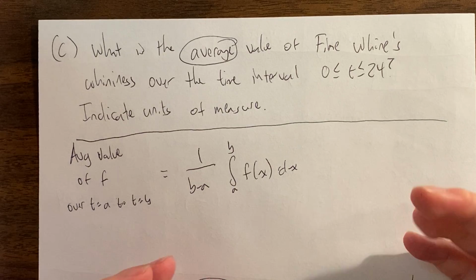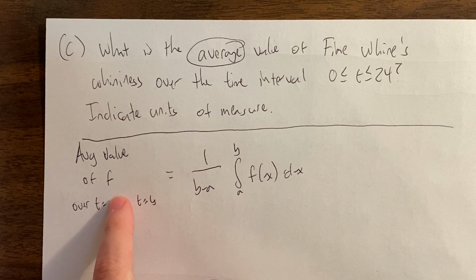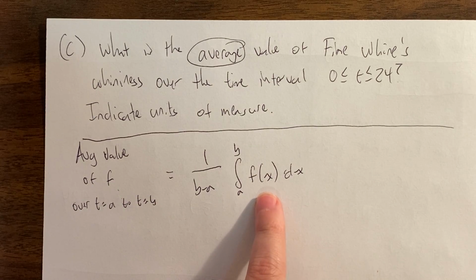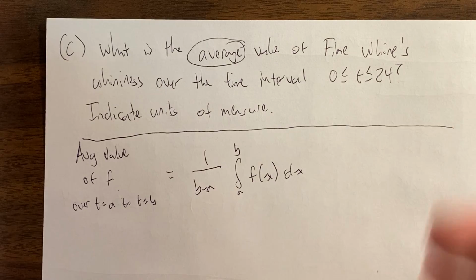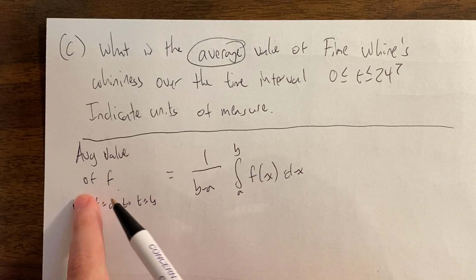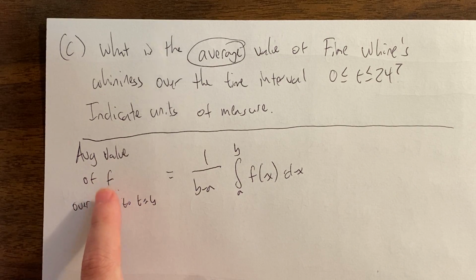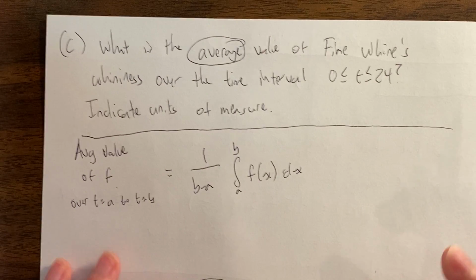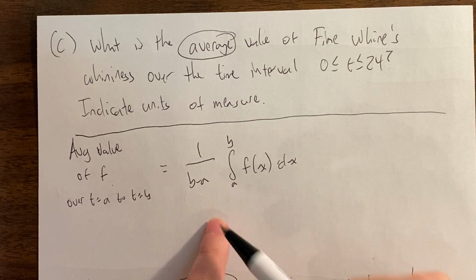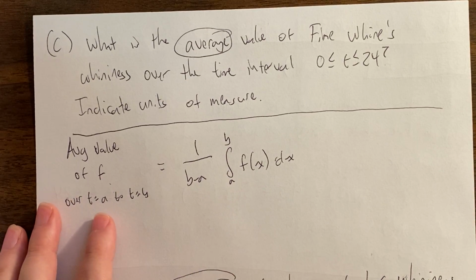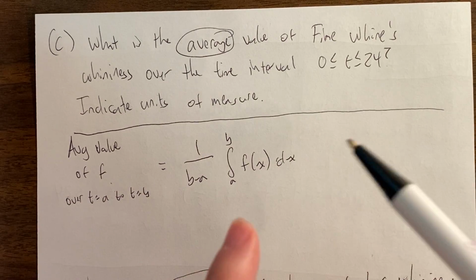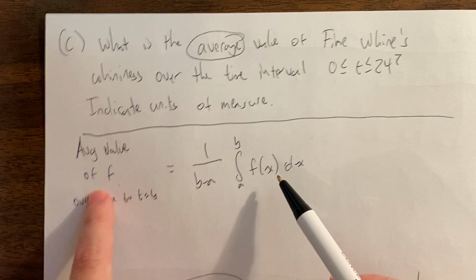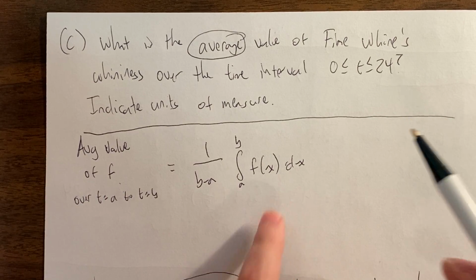So just keep in mind that for this method, average value of f, what goes inside the integral, which is called the integrand, is going to be f. For example, if I want to find the average value of g of x, it'd be 1 over b minus a, the integral of g of x. If I wanted to find the average value of velocity, it'd be 1 over b minus a, the integral of velocity. If I wanted the average value of acceleration, 1 over b minus a, the integral of acceleration. So basically, for every single case, you put whatever you want to take the average of in this formula.